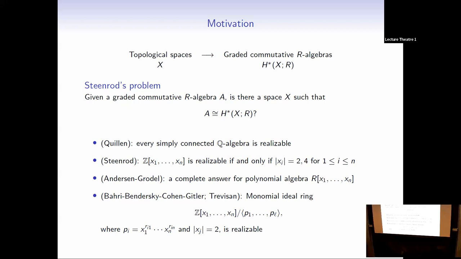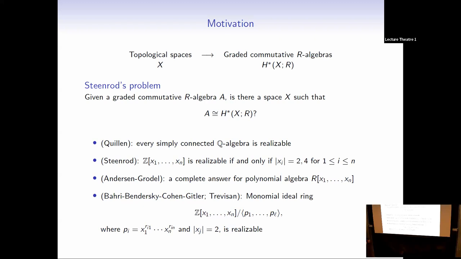He showed that every simply connected rational algebra is realizable. But if you walk outside the rational world, things become more complicated. Even if we restrict ourselves to the realization problem of a polynomial ring, this is already a very challenging problem. Steenrod showed that not every polynomial ring is realizable. They can be realizable only if the degrees of the generators are 2 or 4.